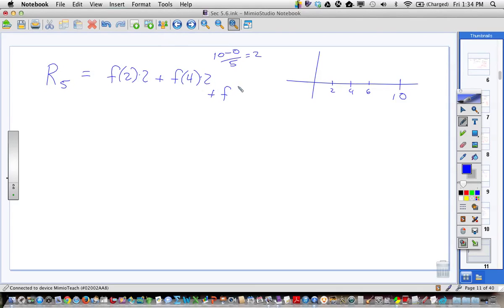write more if you want, f of 6 times 2 if you need another one, plus dot, dot, dot. Last one's going to be at 10 times 2. Okay, the width is 2. Right rectangle at 2, at 4, at 6, those are my right endpoints. To get my heights of my right rectangle.